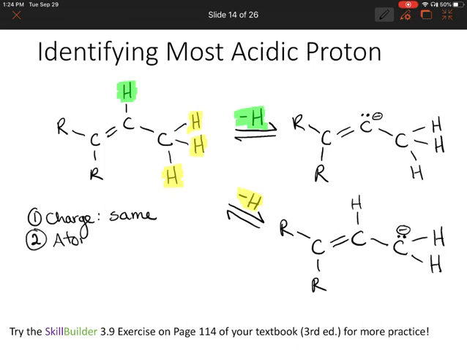A is for atom. Is the charge on the same type of atom or different types of atoms? The same types of atoms, carbons. Okay, so we can't really tell the difference yet. Let's look at the third letter in CARDIO, which stands for resonance. Are there resonance structures?